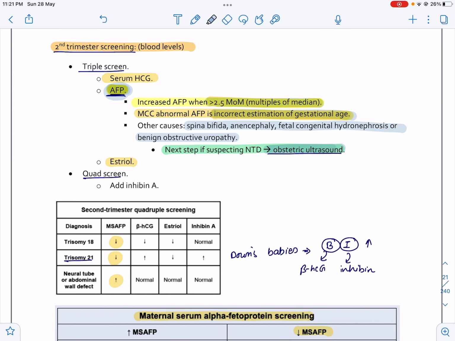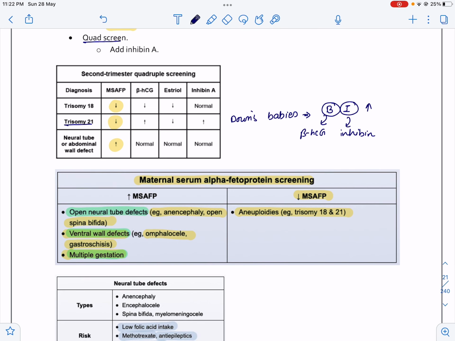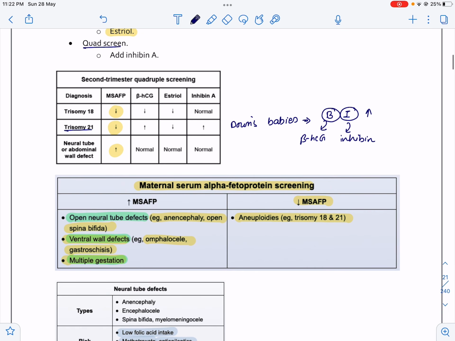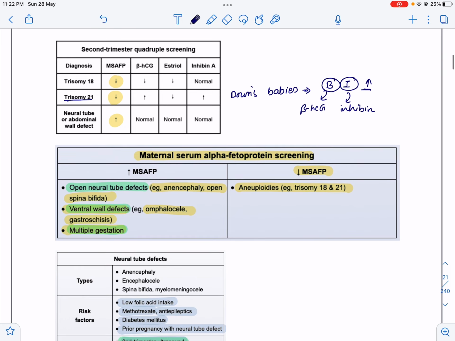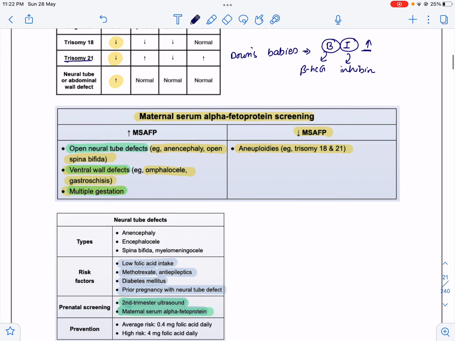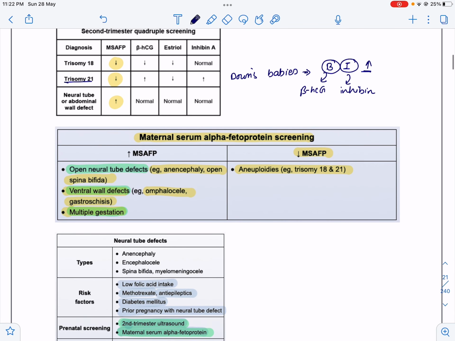Now, a quadruple screen is where you have your triple screen plus inhibin. Why do we do all these tests? So that we can fill all these tables and correlate them clinically. In trisomy 21, I used to remember that Down babies are bi. So beta hCG and inhibin are increased in Down babies and everything else is decreased. So alpha fetoprotein is decreased, estriol is decreased. For trisomy 18, which is Edwards, everything is decreased and inhibin is normal. And for neural tube defects, alpha fetoprotein is increased while everything else is normal. So this table is pretty useful that way.